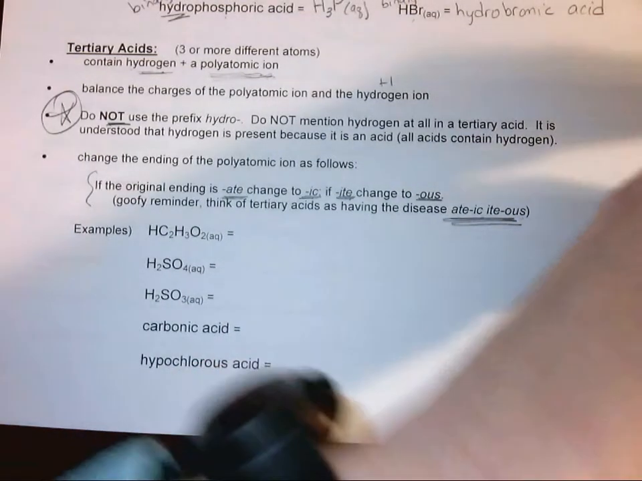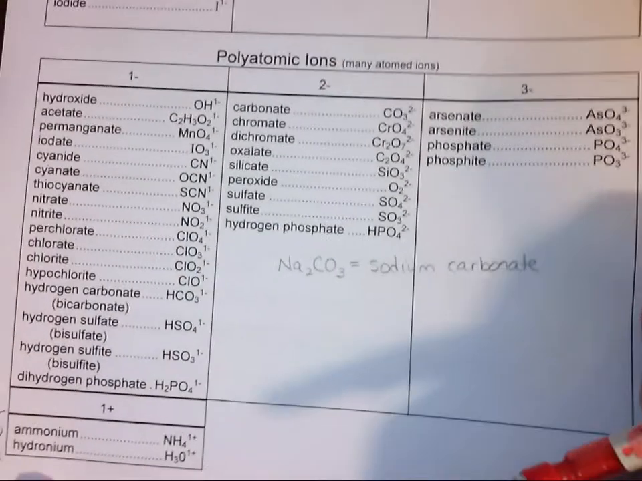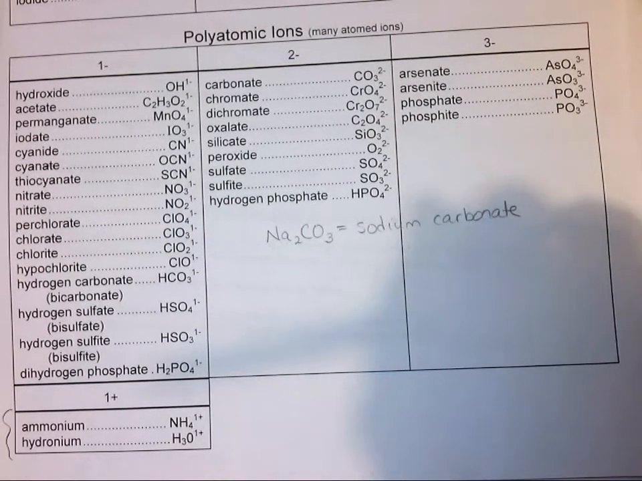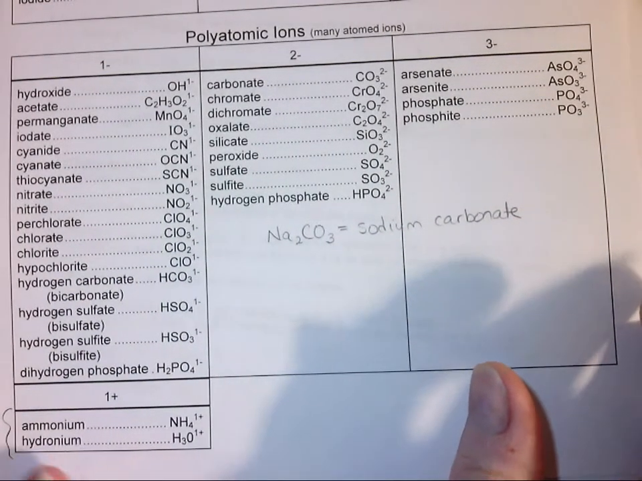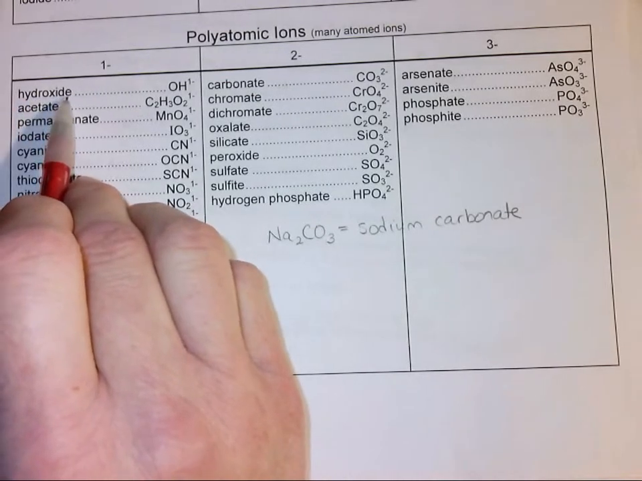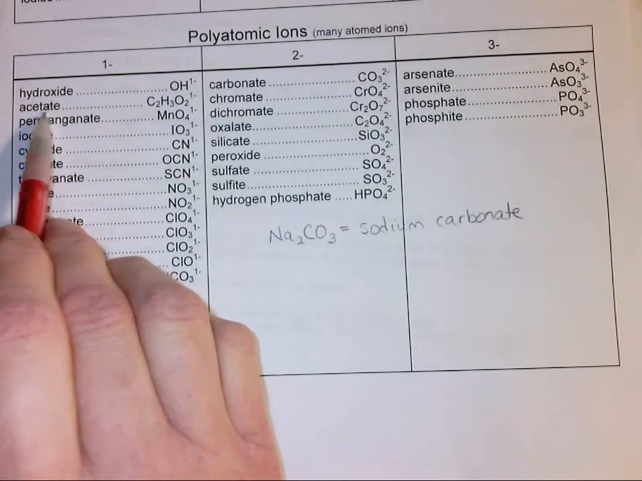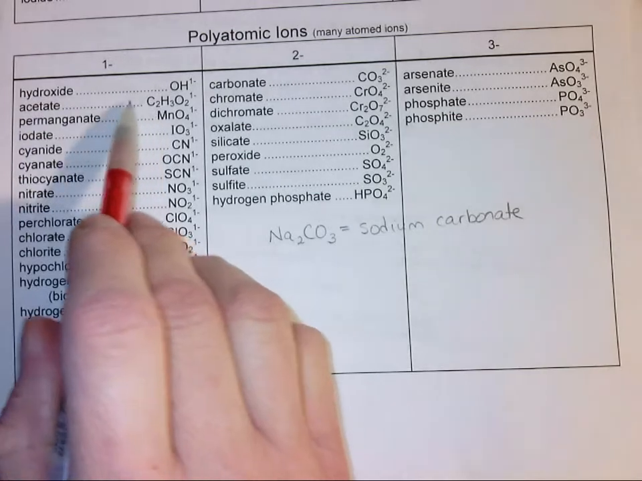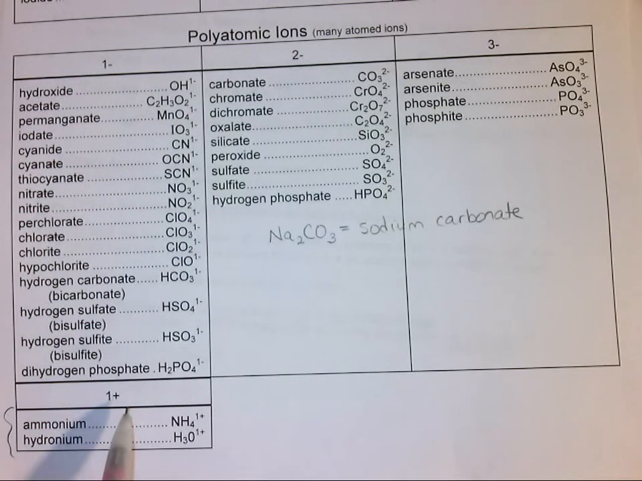We can go to our polyatomic ion list and actually name all of these acids to begin with. So let's do that. I want you to hear the names of these. Hydrogen with hydroxide is going to make water, so that's not going to be an acid. Acetate would become acetic acid. What would go in front is 1 H, because these all have a -1 charge.